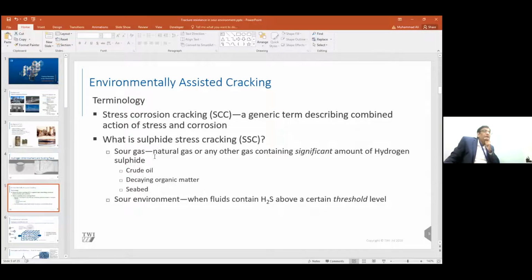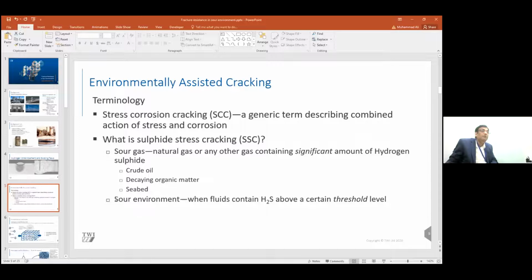We are familiar with some of the terminologies. I'm just trying to recap some of them. For example, stress corrosion cracking is a very generic term which is used to describe a failure under a combined effect of stress and corrosion. However, a more specific term is sulfide stress corrosion cracking, which is a type of cracking that occurs under sour service conditions. And these conditions could be dominant under various situations, for example, crude oil, decaying organic matter, seabed, etc.